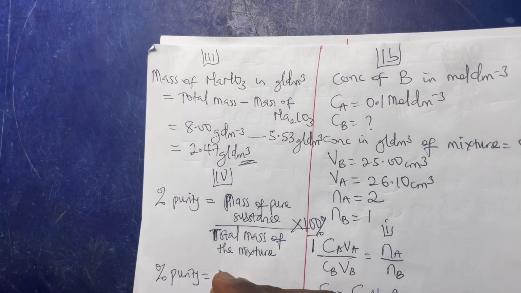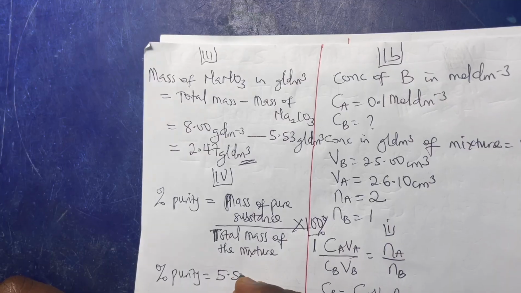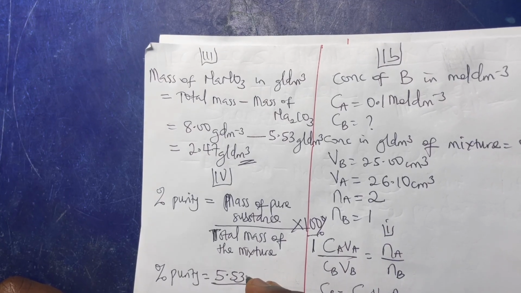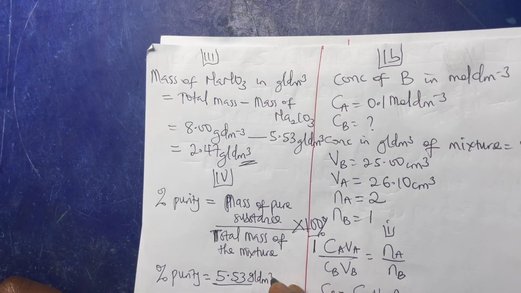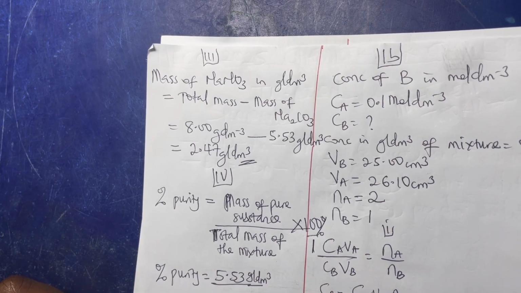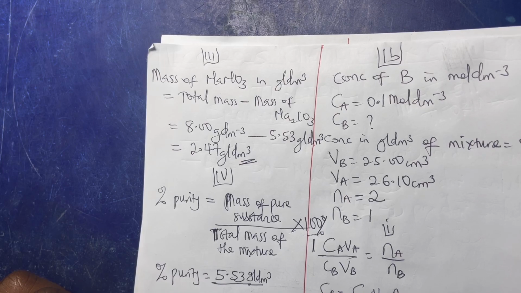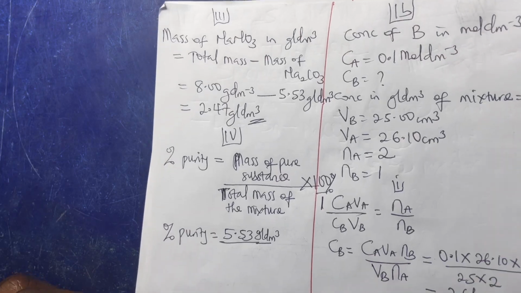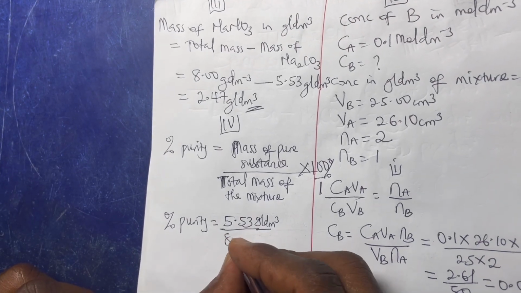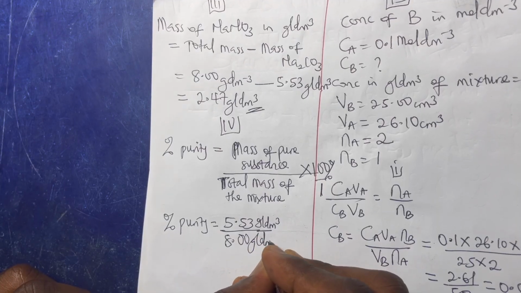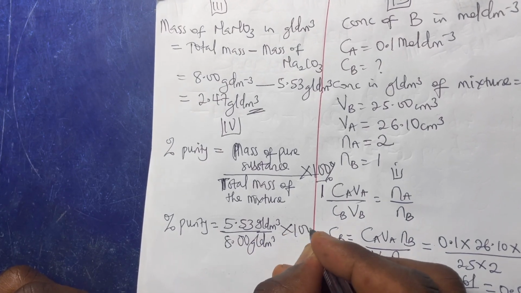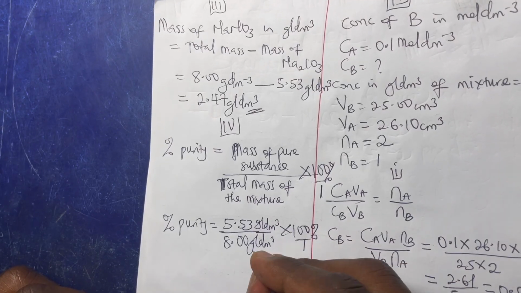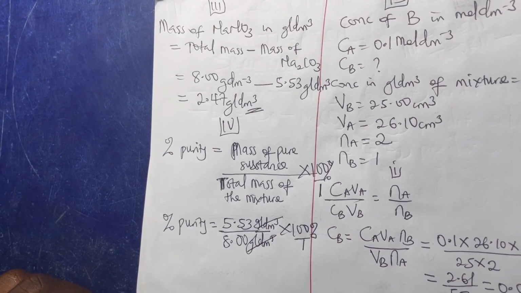So 5.53 gram per dm cube, all over total mass. What is the total mass? Total mass of the Na2CO3 with NaNO3 is 8.00 gram per dm cube. So 8.00 gram per dm cube multiplied by 100% over 1. If this cancels this, then what am I left with?